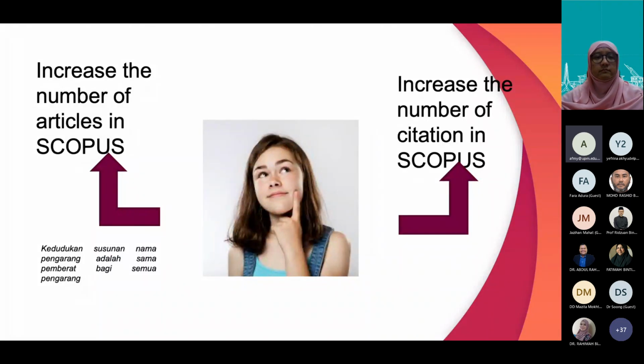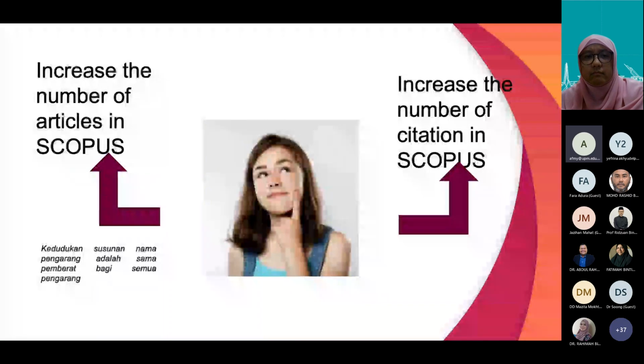But it doesn't mean that if you have so many articles, your H index will be automatically high. No. But if you don't have any article in the Scopus, of course you don't have your citation index. For example, I have 125 journal papers in the Scopus, but I have only 12 H index, because the calculation for the H index is based on the number of citations in the Scopus. So it depends on how many times your papers have been cited.